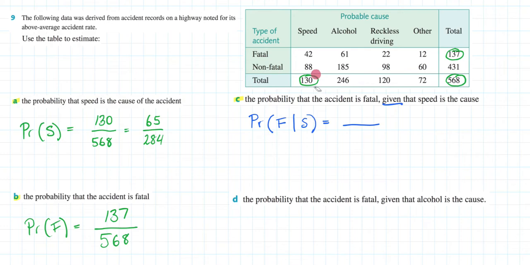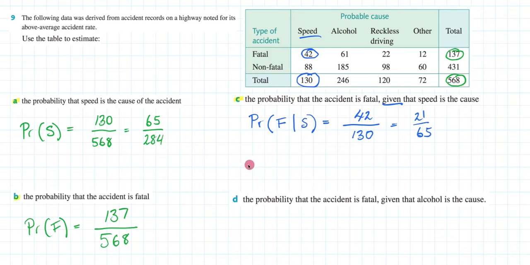So what I'm going to do is come over here. It's going to say, all right, I already know that speed is the cause. So that means I'm dealing with 130 cases. And now I need to figure out how many of those were fatal. Well, that's going to be 42. So it's going to be 42 out of 130, which is going to be equal to 21 over 65.